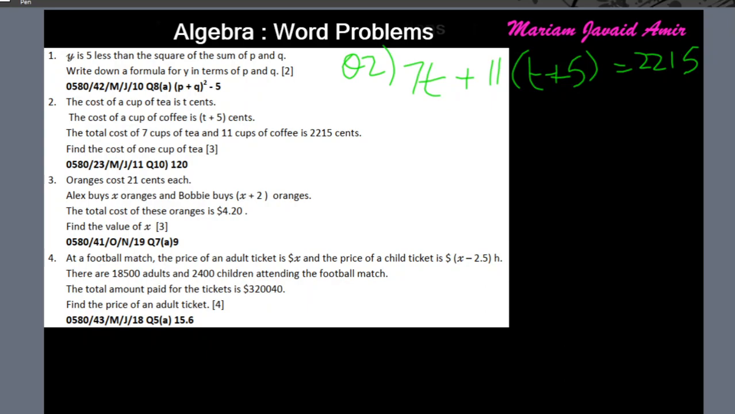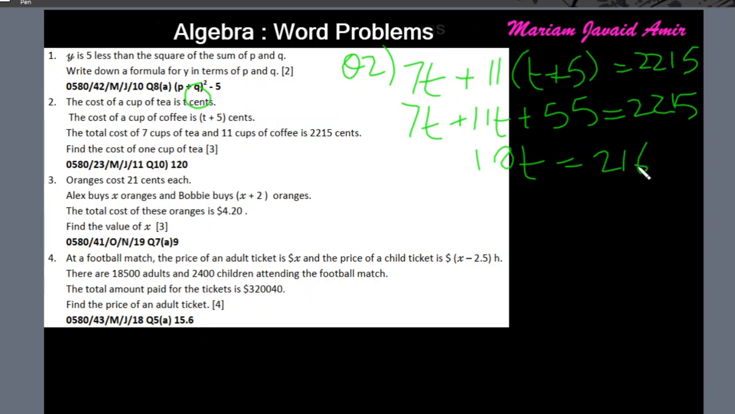So we don't need to apply any unit conversion. Find the cost of 1 cup of tea. That was t, so we need to find the value of t. 7t plus 11t plus 55 equals 2215. So 11 plus 7 is 18t, and then 2215 minus 55 is 2160, divided by 18, and we get 120. 120 is the answer for question number 2.